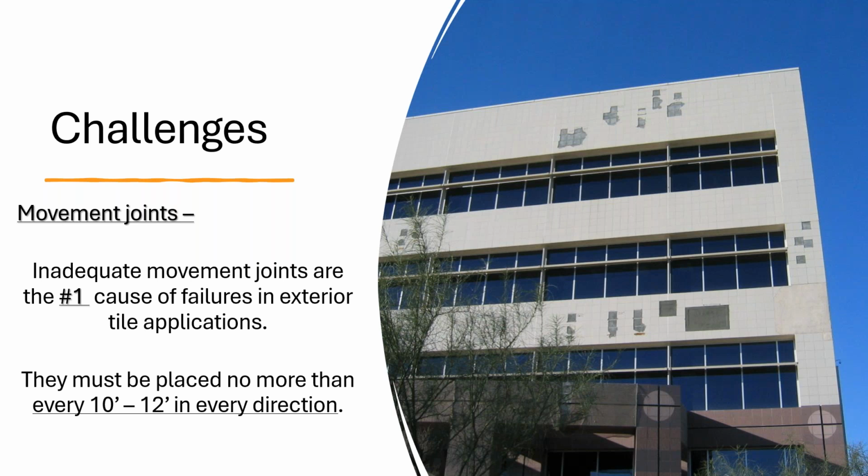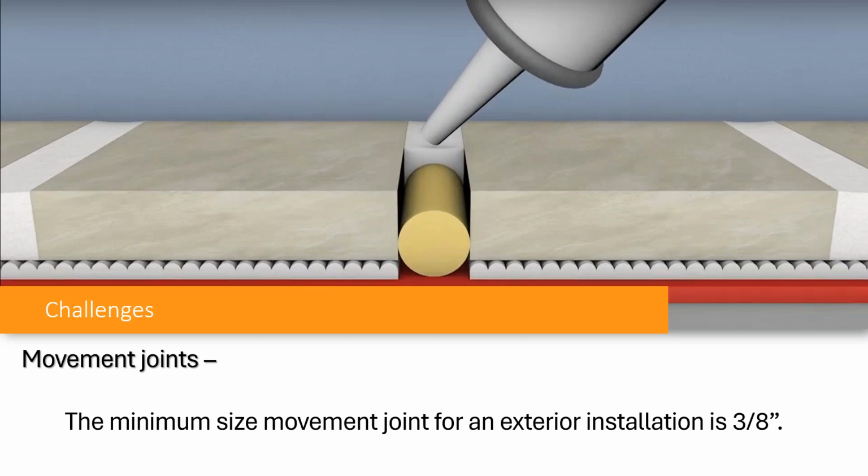These movement joints must take place no more than every 10 to 12 feet in any direction. And that's specified by EJ171 in the Tile Council Handbook. And here's a diagram of a movement joint where you've got a compressive material, and you can see that it goes all the way down to the substrate. You've got a compressive material, you've got the sealant, and you've got the joint that'll allow two different materials to move without showing damage to the installation. And the minimum size movement joint on an exterior installation, whether it's horizontal or vertical, is 3/8 of an inch. That's a minimum, and it has to be duplicated every 10 to 12 feet.